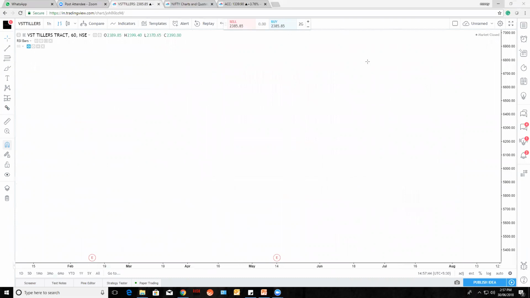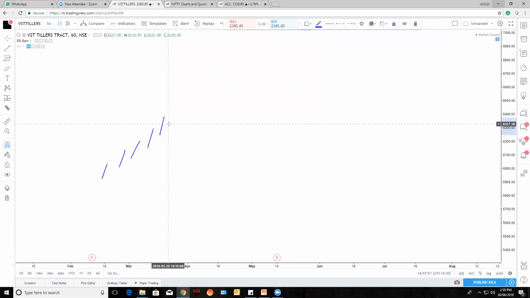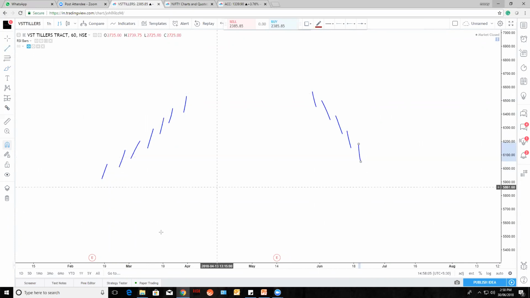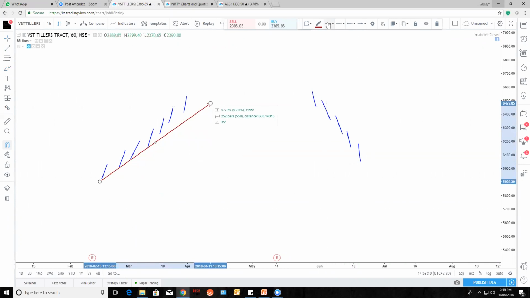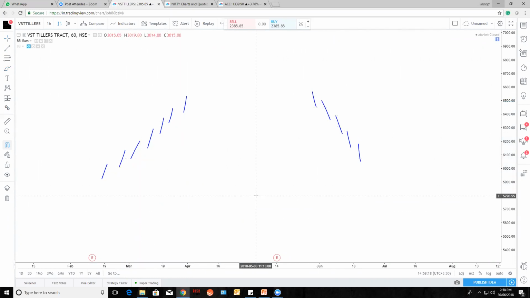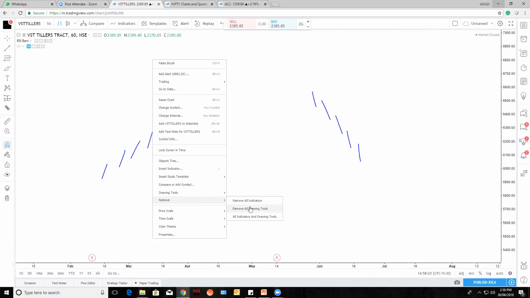Now to draw a channel, you first need a trend line. You are all aware of trend lines. What is a trend line? Let's say this is the price going higher highs, and this is a price where it's making lower lows. We are just connecting the lower lows, and that is what we call a trend line.